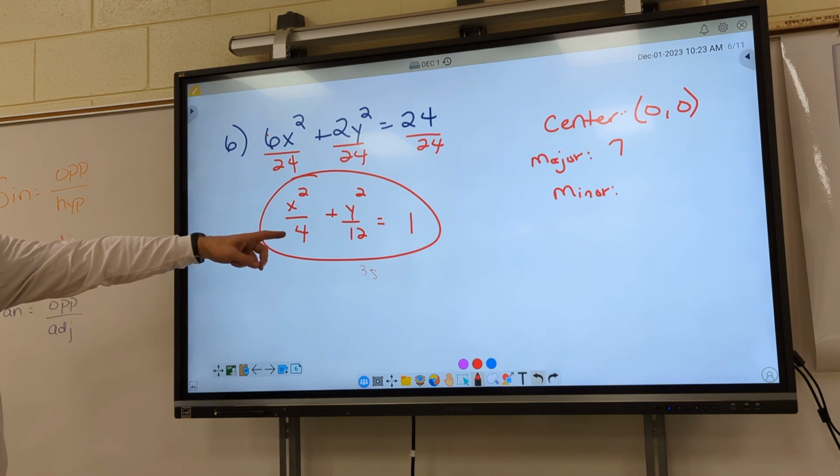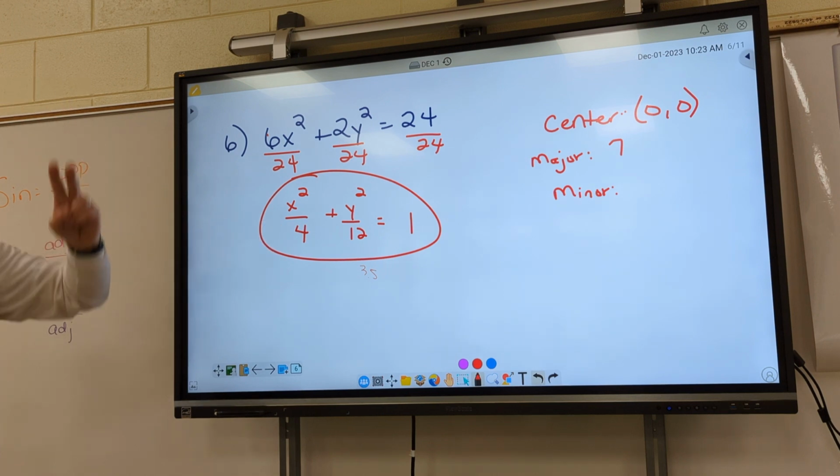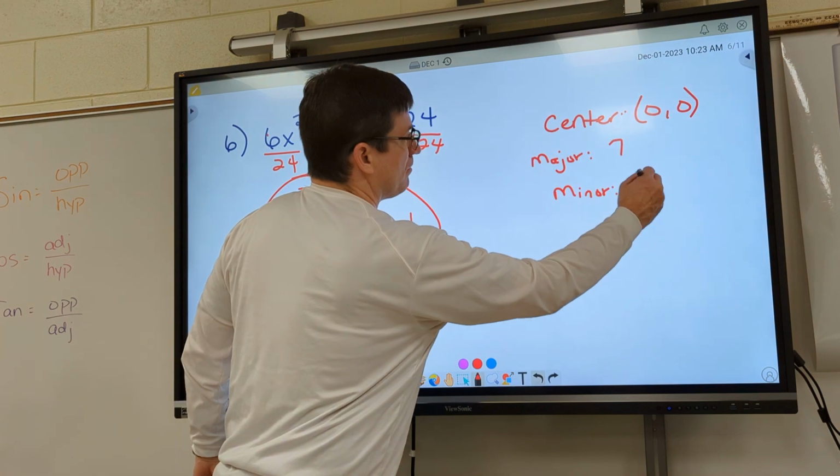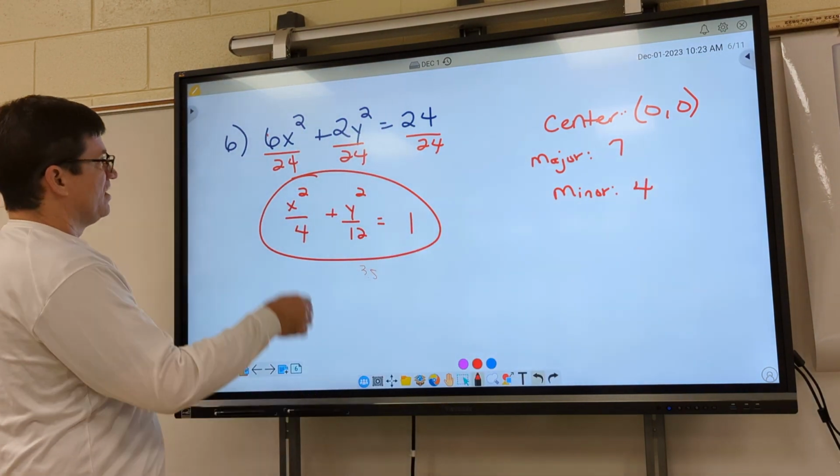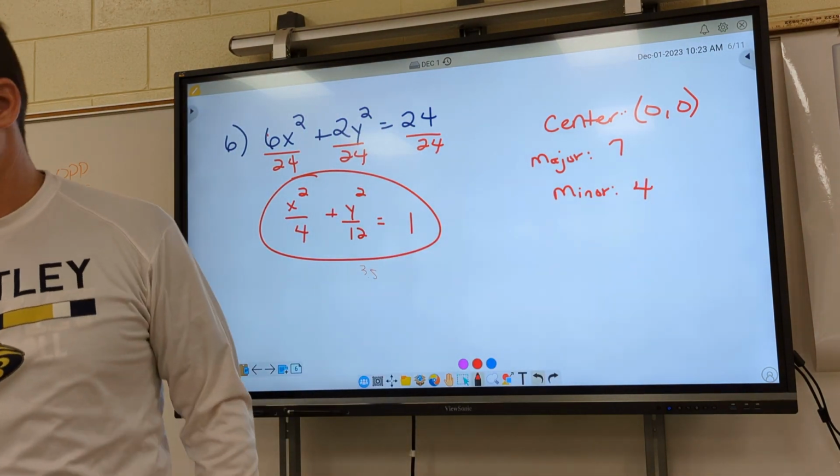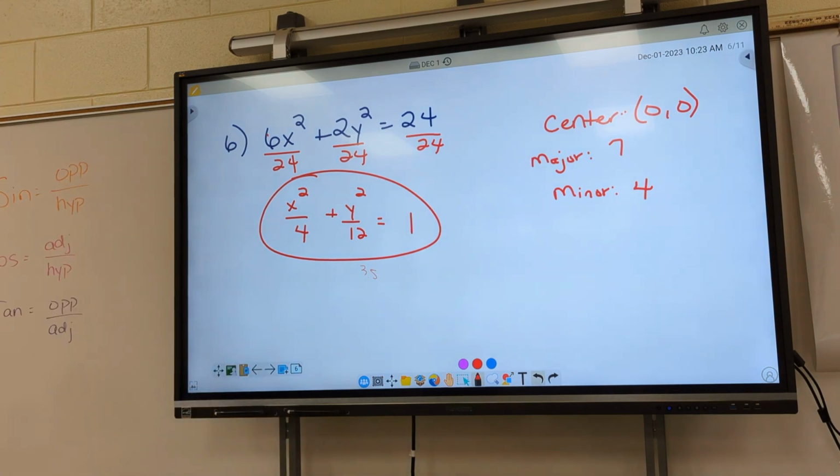All right, square root of 4 is your minor. What's square root of 4? 2. Double it, get 4 for your minor. All right, so I just showed you how to do 6, 7, and 8. Try 7 and 8, do them the same way.